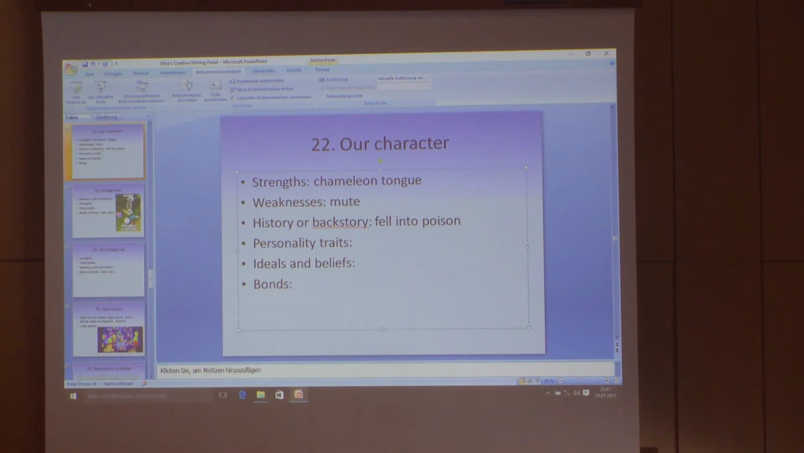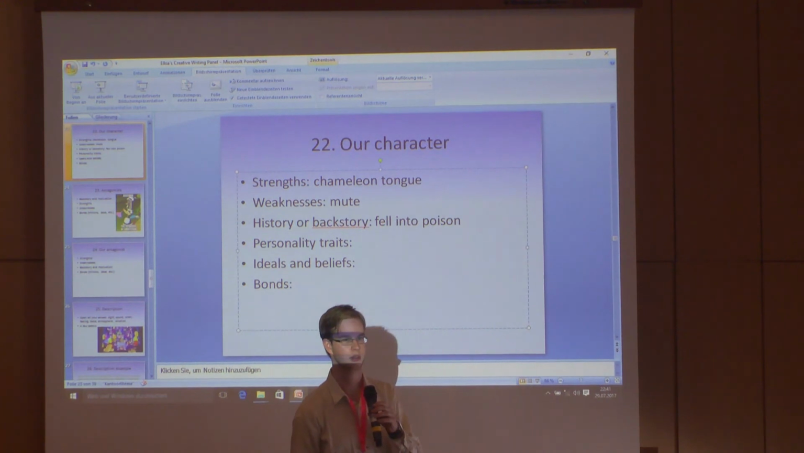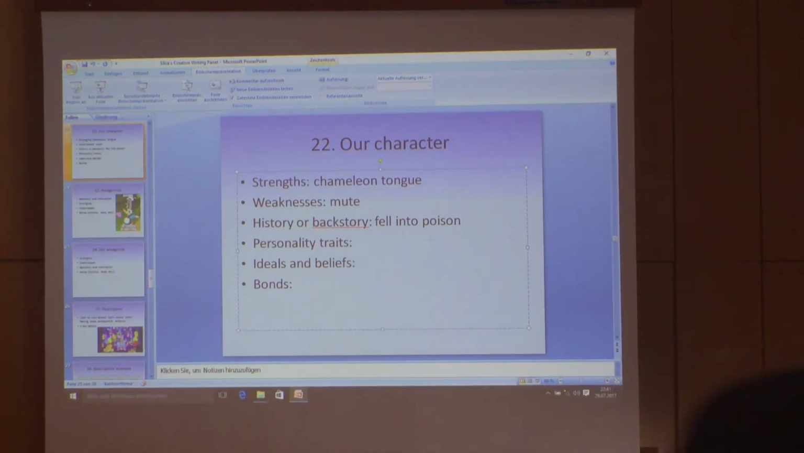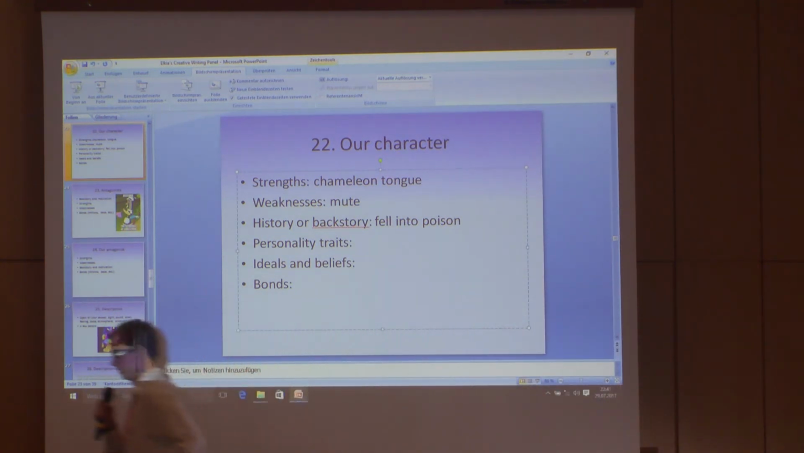All right. Some more history or backstory, something original. Make it crazy. We're all crazy here, aren't we? Mister in the back. All right, I like this. So apparently our character fell into the vat of poison together with someone else. Because he fell into the poison, one character has the ability of a chameleon tongue and the other has the ability of a tail. But we're actually creating one character here, so I would rather choose one option.